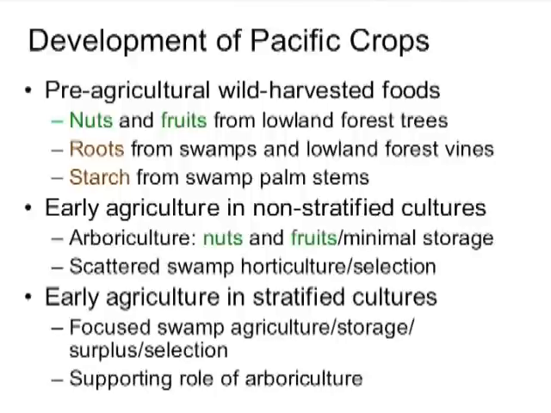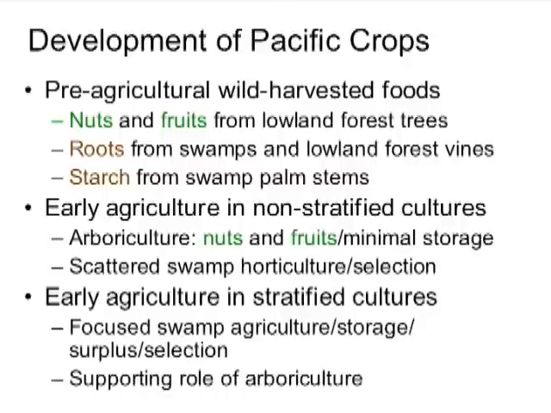When we consider the development of Pacific crops, we can look at three large categories of activity. The first is pre-agricultural wild harvested foods. These include nuts and fruits from lowland forest trees primarily, roots that come out of swamps, and lowland forest vines that can be used. And they include starch from swamp palm species, such as sago palms.